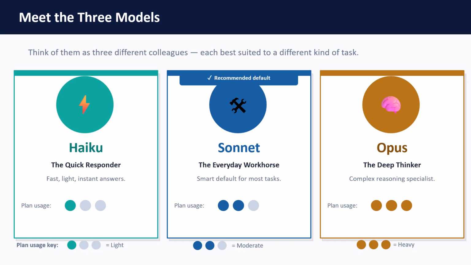Each model also uses a different amount of your plan allowance. Haiku is the lightest, Sonnet is moderate, Opus is the heaviest. So picking the right one is not just about quality, it is also about getting more out of every conversation. Let us look at each one up close.